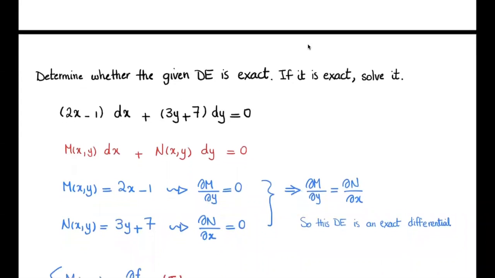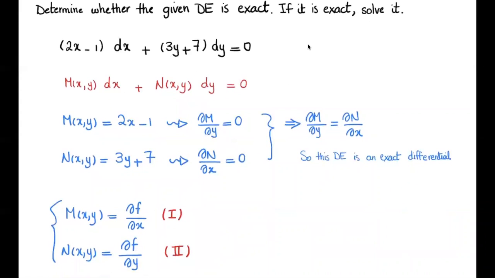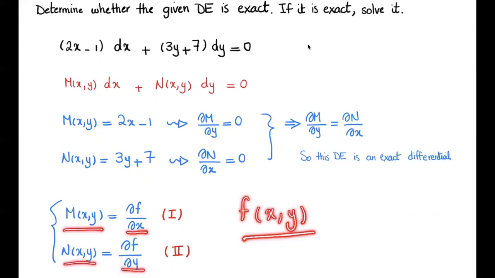Now we need to solve this problem. The steps are explained on my website, and the first step is to assume a function f, which is a function of both x and y, where its partial derivative with respect to x is equal to M and its partial derivative with respect to y is equal to N.